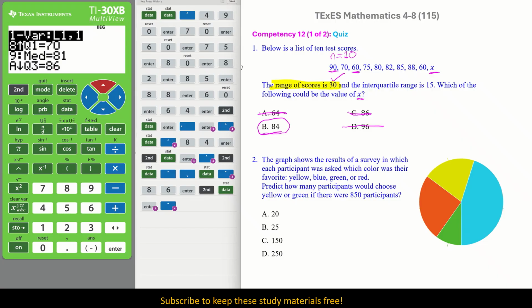All right, so let's look here. The graph shows the result of a survey in which each participant was asked which color was their favorite: yellow, blue, green, or red.